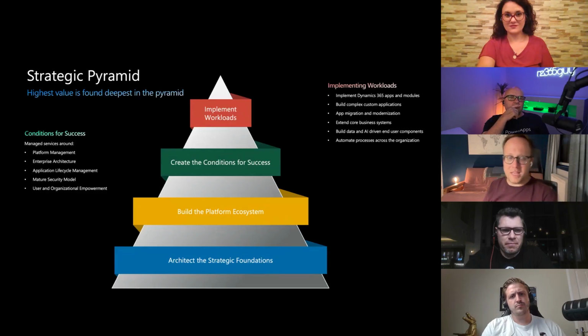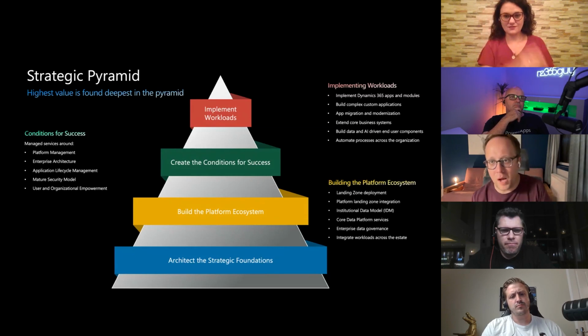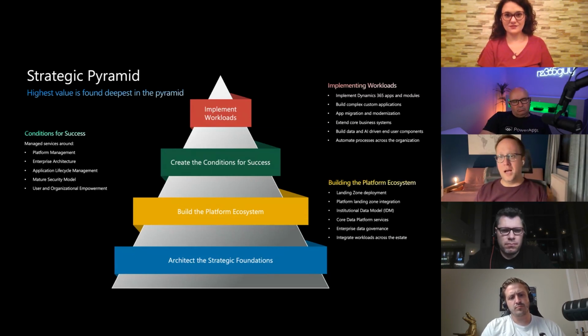Next layer down, we get into what I think this podcast is all about, which is building the platform ecosystem. And that includes building and deploying your landing zone, integrating your cloud landing zones, building an institutional data model. So think the common data model, but specific to your organization, core platform data services, enterprise data governance, and then integrating workloads across the estate.